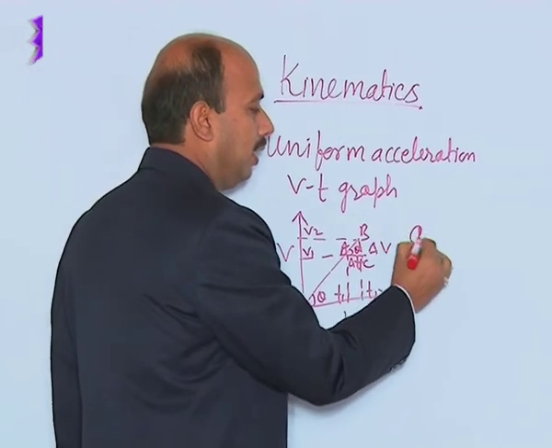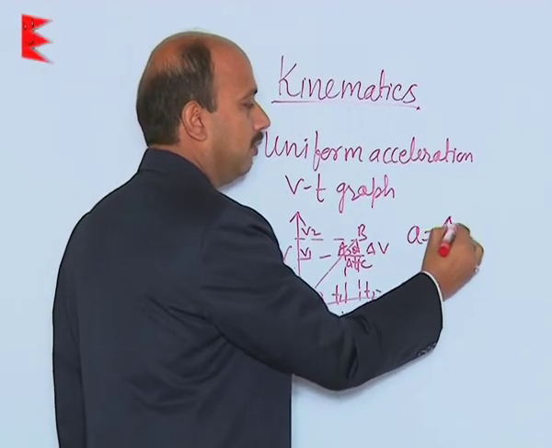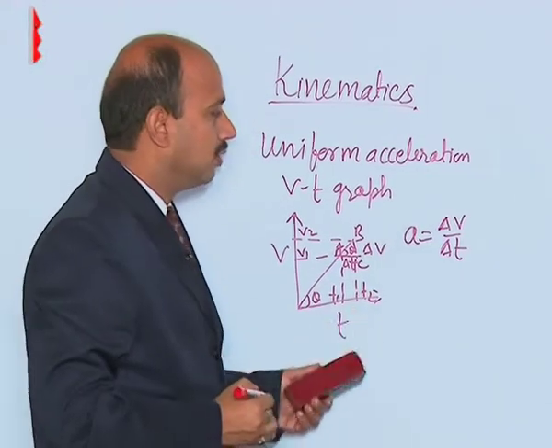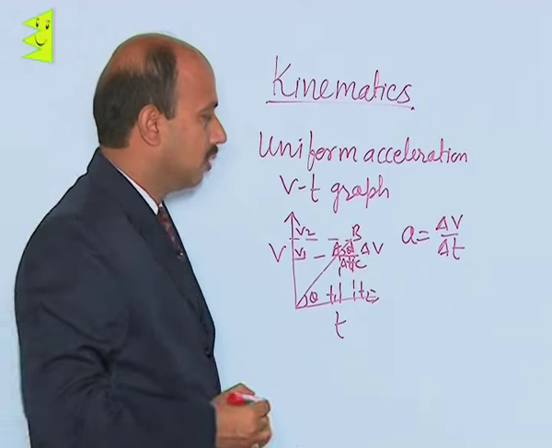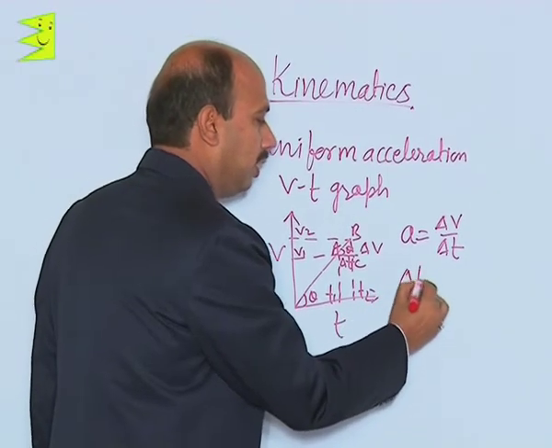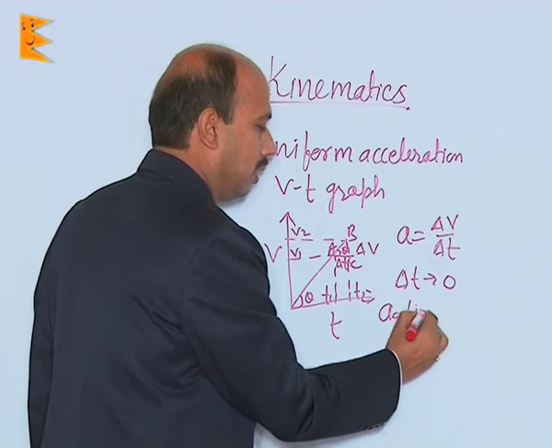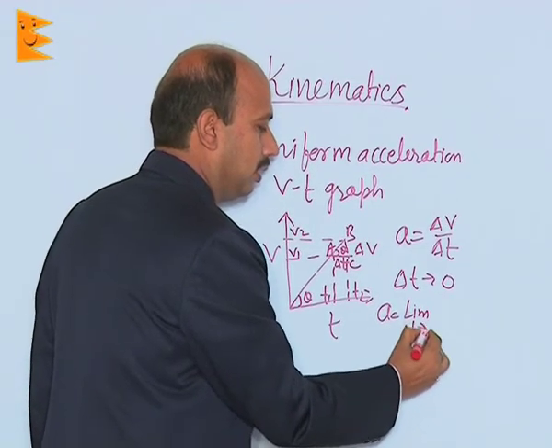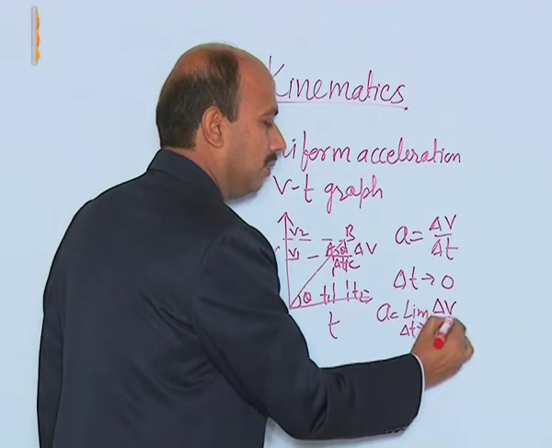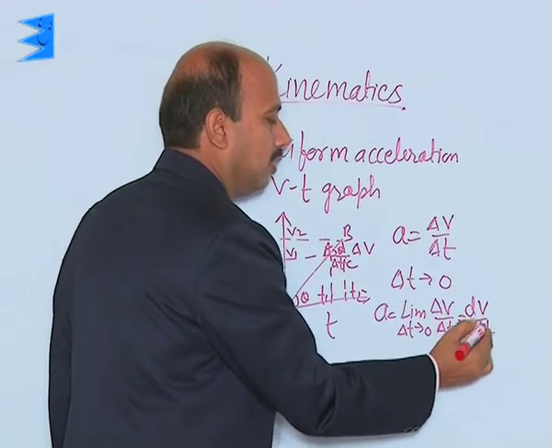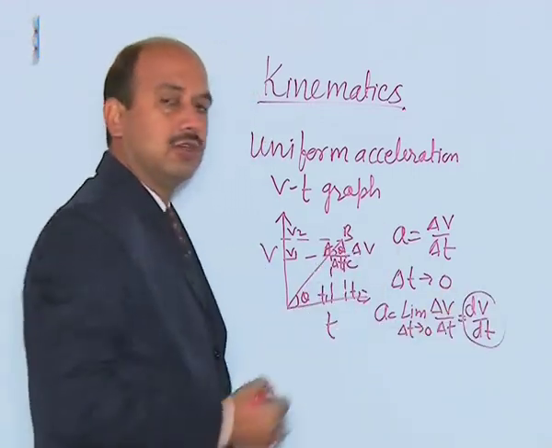We can write A is equal to delta V upon delta T. This we can refer to as average acceleration. But here, if you take delta T tends to 0, you will be getting A is equal to limit delta T tends to 0, delta V upon delta T is equal to dV upon dt. This is called instantaneous acceleration.